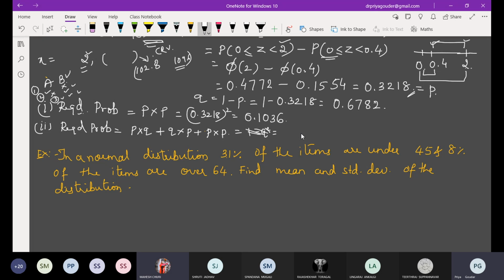This p square is already 0.7582. I got 0.54.